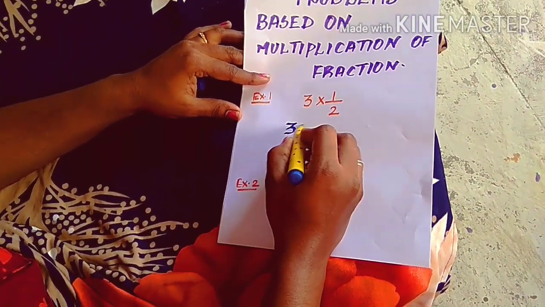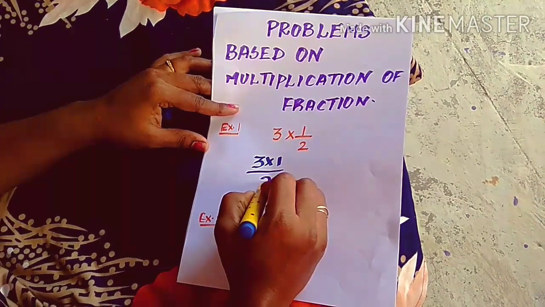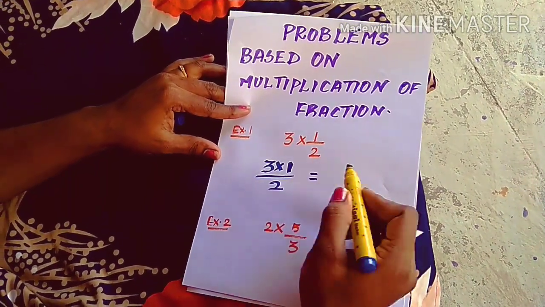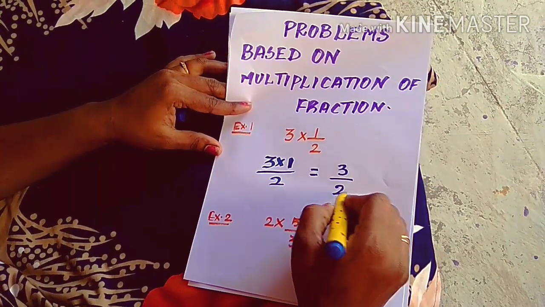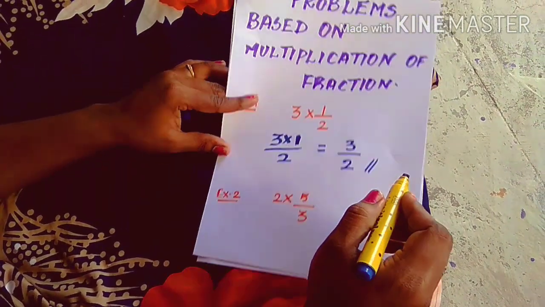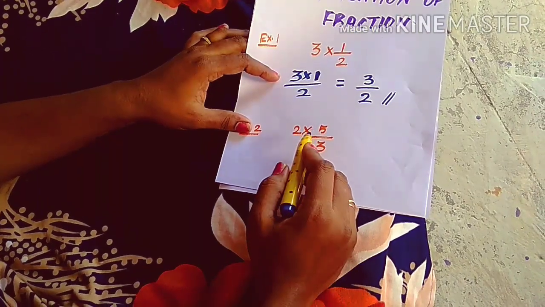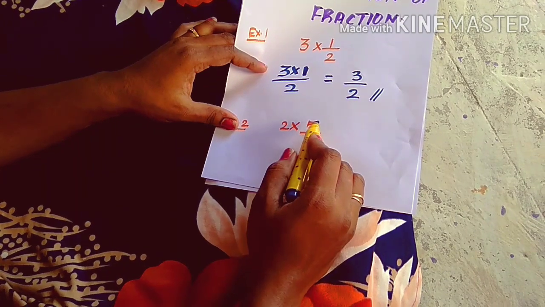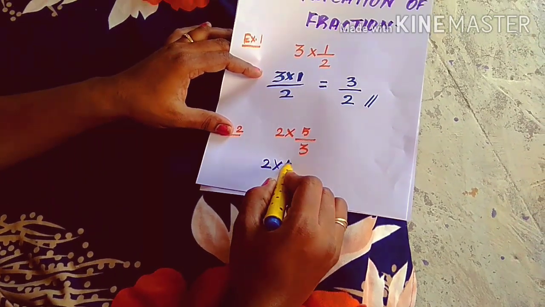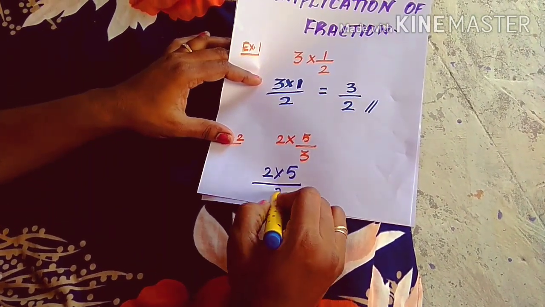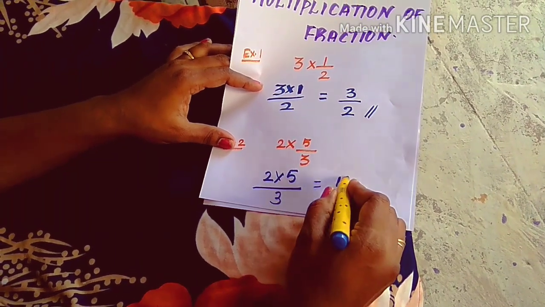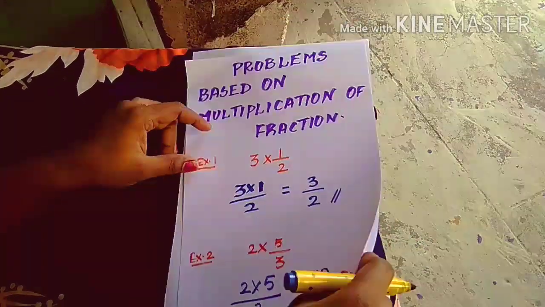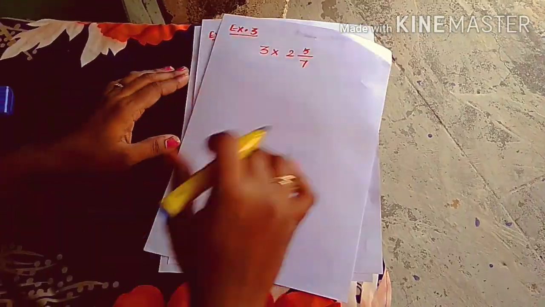So 3 into 1 divided by 2. So how are we writing this? 3 into 1 divided by 2. 3 into 1 is 3. 3 by 2. You find it easy, right? Okay. Next example, 2 into 5 by 3. You are going to multiply this whole number 2 only with 5, only with the numerator. Okay, so 2 into 5, what is in the denominator? 3. So 3. 5 2s are 10. 10 divided by 3.